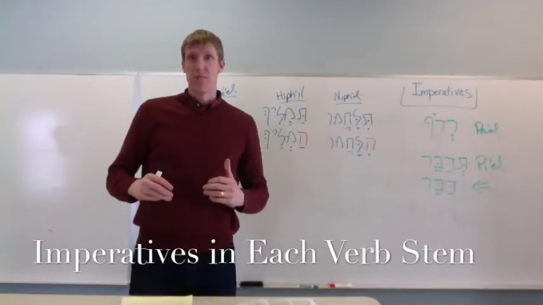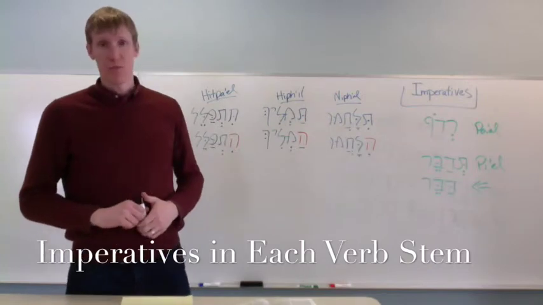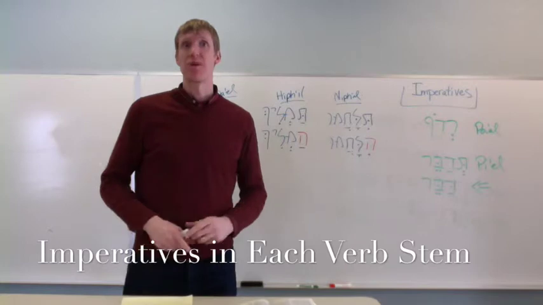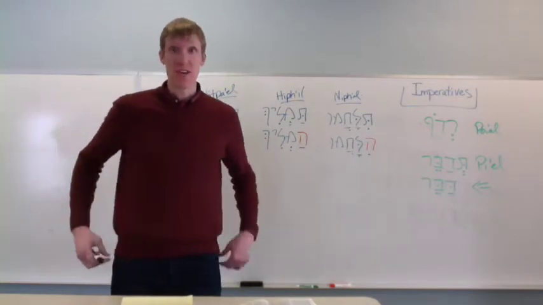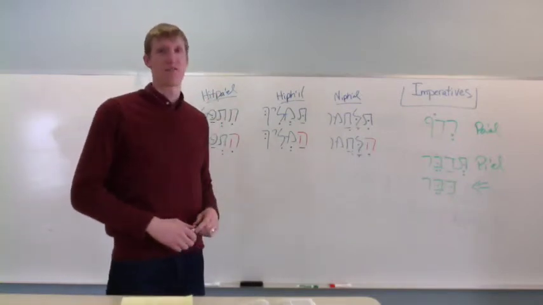In this part, I'm going to illustrate the different vocal patterns for each of the stems. Now, I'm only going to cover the 5 major stems here. The pu'al and the hofal are very rarely in the imperative, and so I'm just going to work on the 5 major ones.